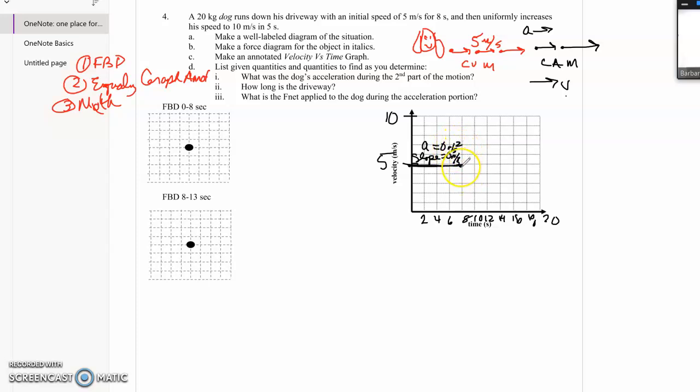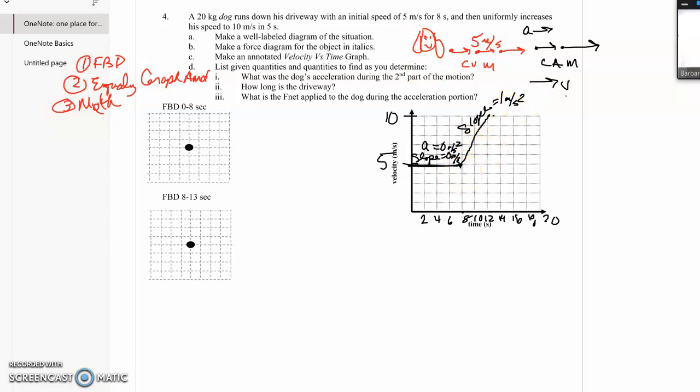Now then from that point, I'm going to go for 5 more seconds. So from 8 to what? 13? Okay. And I'm going to uniformly increase to 10, right? So this is not a line I needed. I was just kind of trying to find my 13 seconds there. Okay, so let's see. So the slope here, if I go from 8 to 13 seconds, so if I go 5 in the y and 5 in the x, then the slope equals 1 meters per second squared.